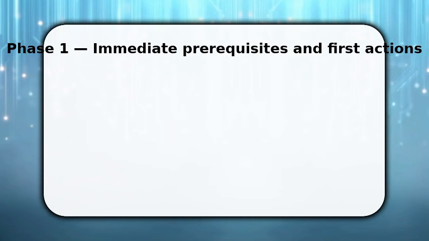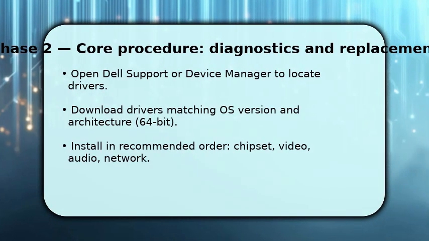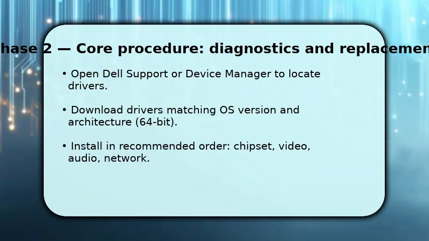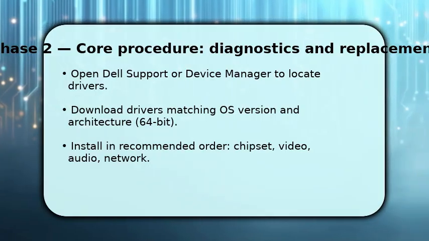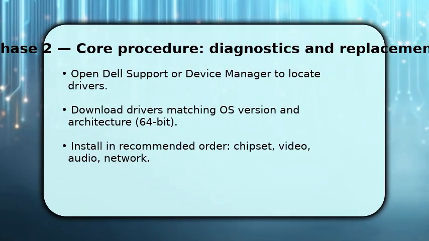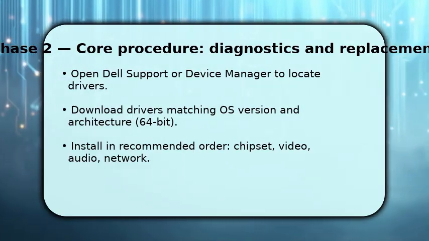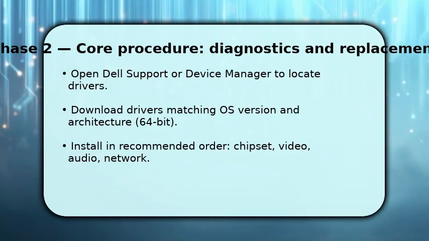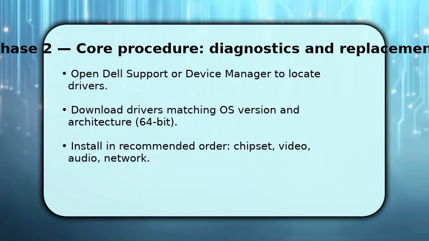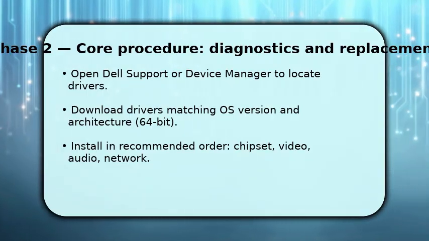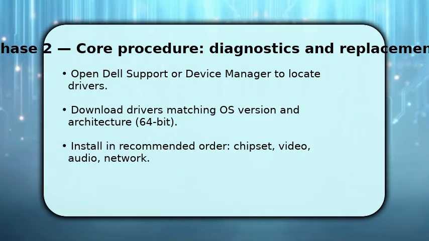You should now go to Dell Support or open Device Manager to find outdated drivers. On the Dell site, enter your service tag and choose the correct operating system so you download matching 64-bit or 32-bit files. Install drivers in the recommended sequence. Start with chipset, then video, audio, and finally network, because dependencies matter. Chipset drivers can affect others. Make sure to reboot when an installer asks, and keep a note of versions you update for future reference.